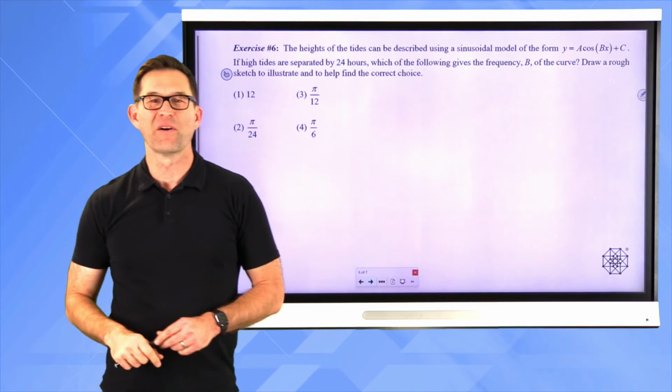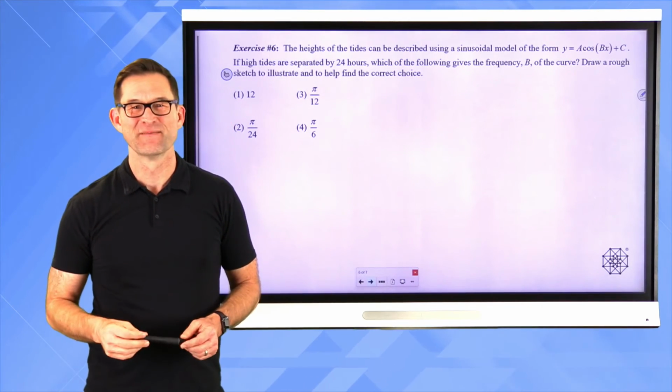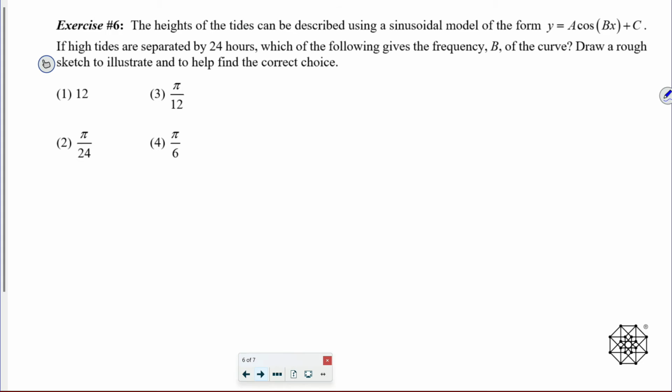All right, let's look at one last problem. Exercise number 6. The heights of the tides can be described using a sinusoidal model of the form y equals a times the cosine of bx plus c. If high tides are separated by 24 hours, which of the following gives the frequency b of the curve? Draw a rough sketch to illustrate and to help find the correct choice.